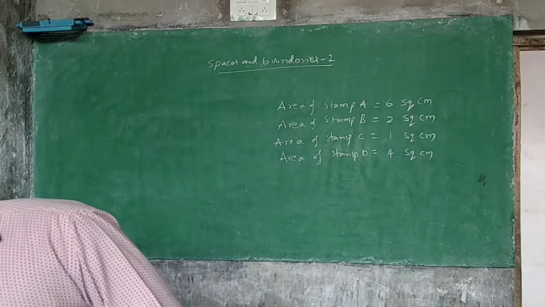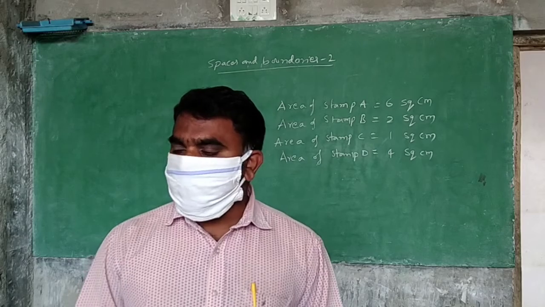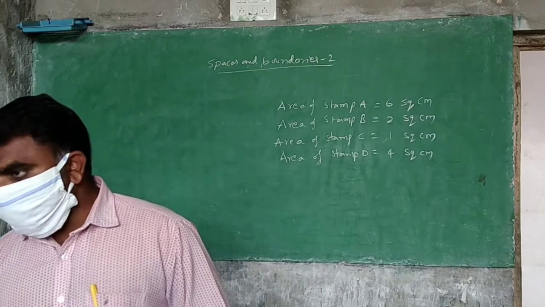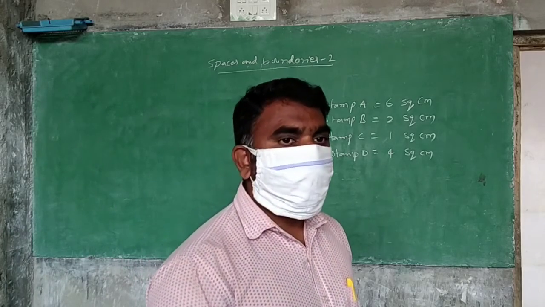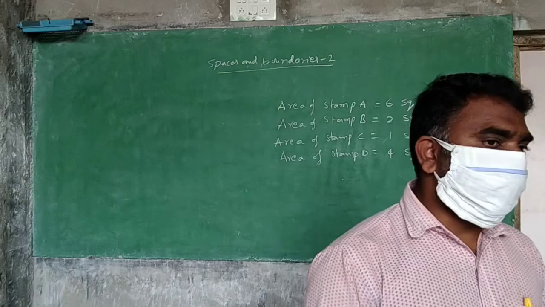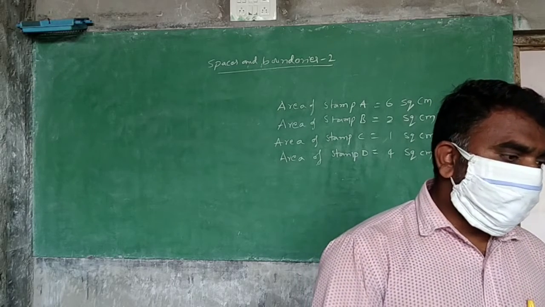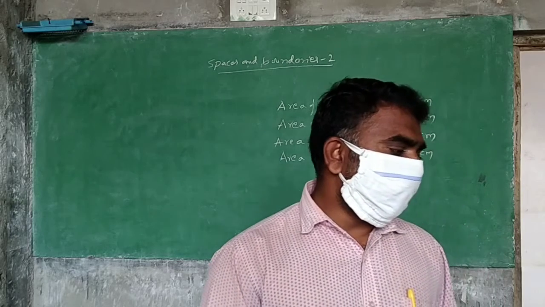6 square centimeters. Next question. Question D: which stamp covers the least area, the smallest area? Write the question there. Stamp C. Answer: Stamp C. That stamp C is covered by how many squares? Right there, 1.